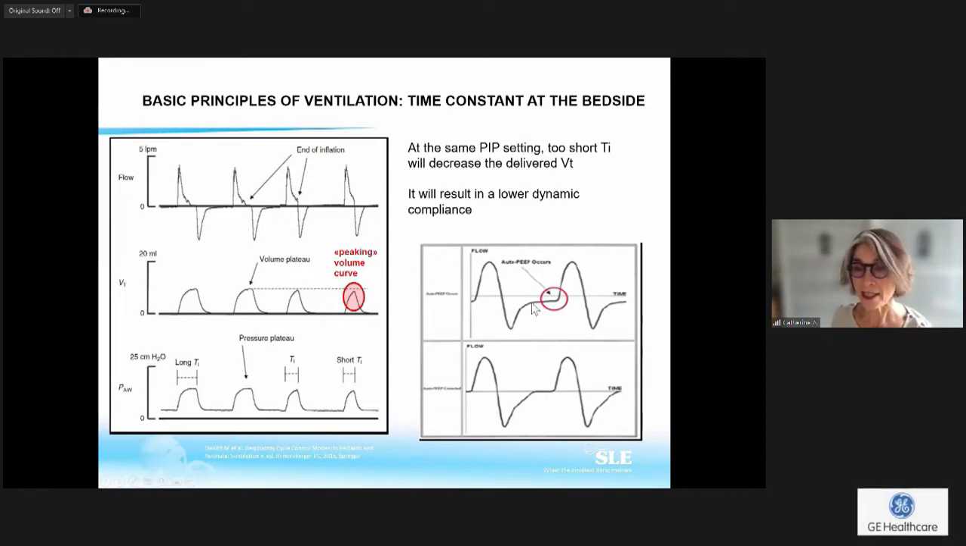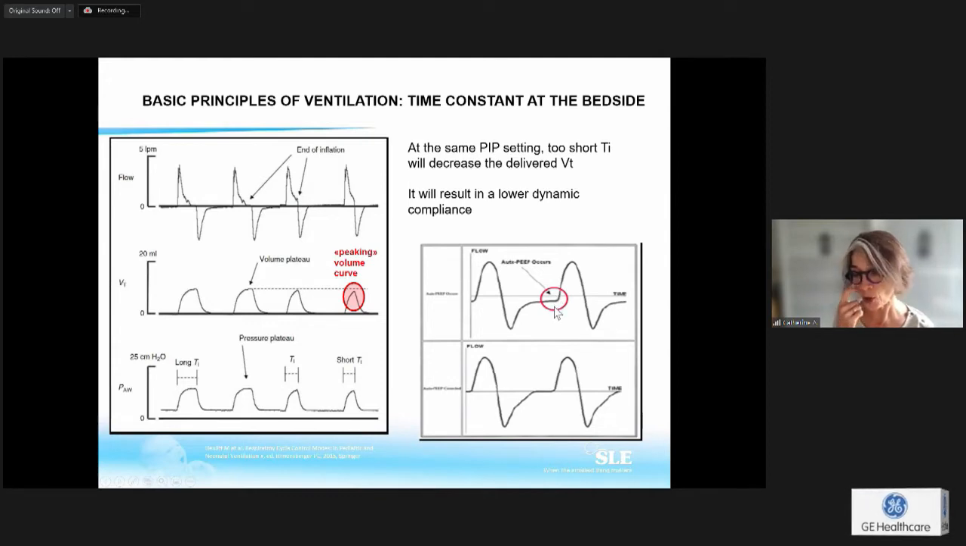And what I did is that I increased the frequency to try to wash out more CO2. Unfortunately, now I don't give enough time to my patient to fully exhale. And as you can see, the expiratory flow doesn't go back to 0. So it means that I'm generating some gas trapping, or what we also call auto-PEEP.